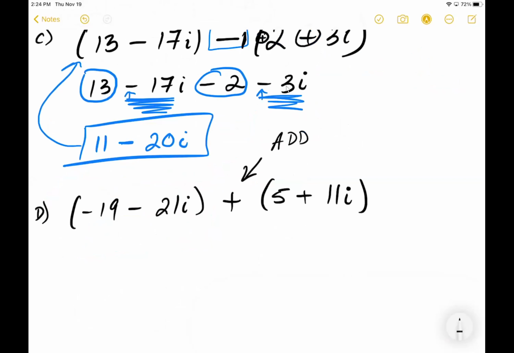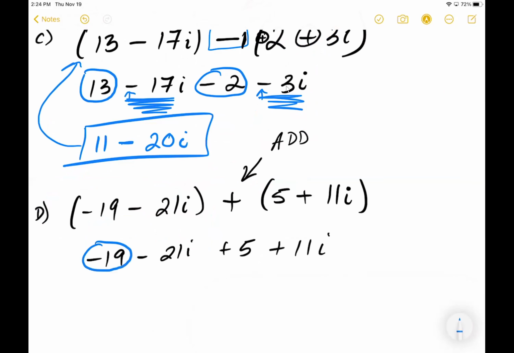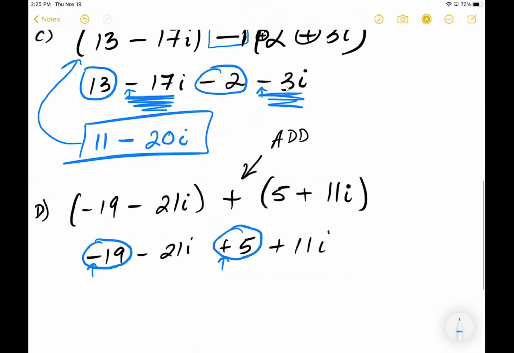how easy is this? All you do is drop the parentheses, because it's addition, it doesn't matter. We just drop the parentheses and combine like terms. My like terms are a negative 19 and a 5. Because they have different signs, I need to subtract and keep the sign of the bigger number, which is negative 19. Take away 5, I still have 14.